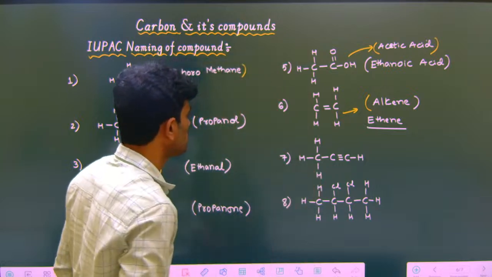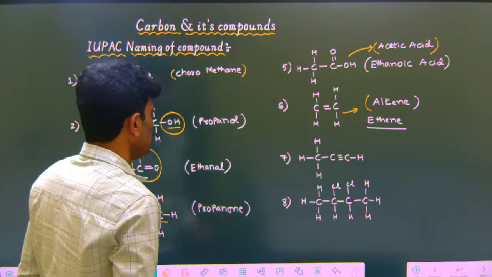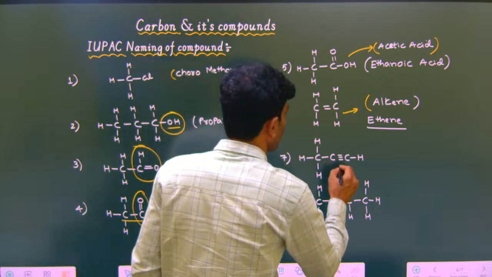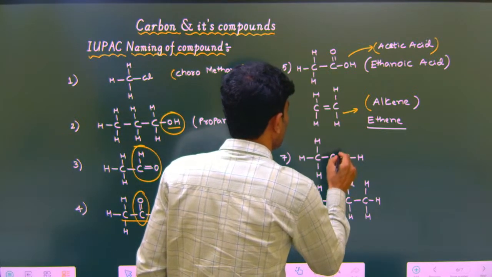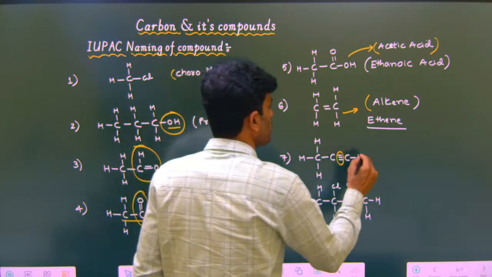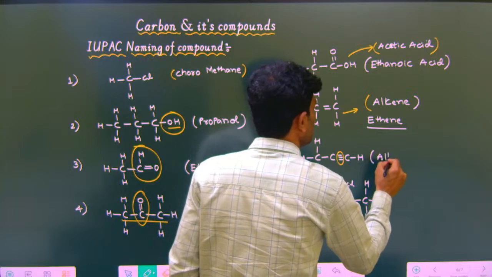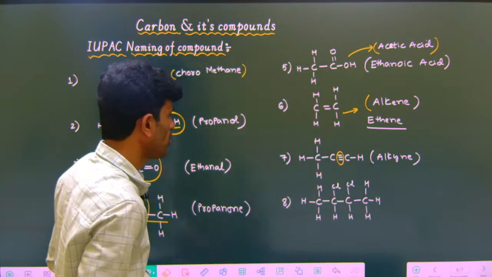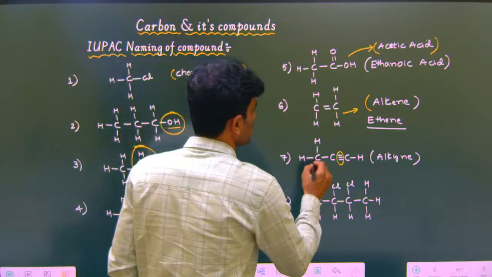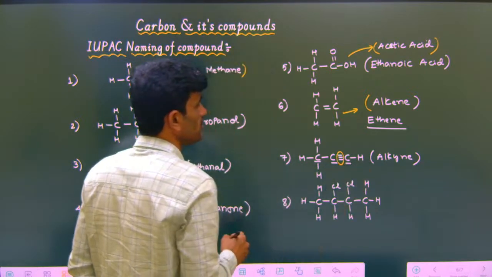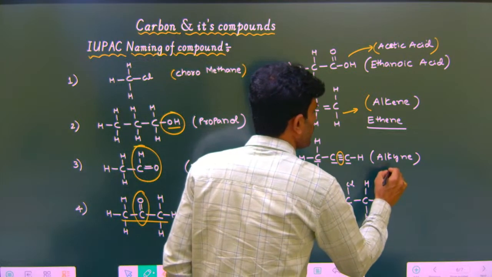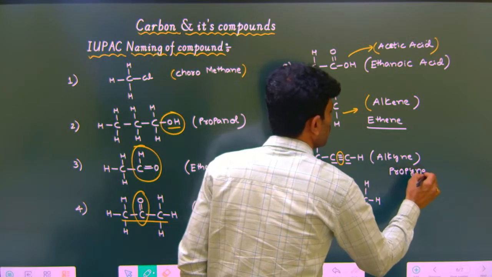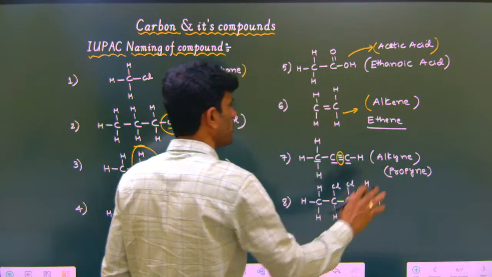Now coming to this, between carbon and carbon, how many bonds are there? 3 bonds are there. Then the functional group is alkyne. Alkyne functional group. And because there are 3 carbons, what will it be? Propene? No, the name will be propyne, not propene. Propyne. Hope you understood this.